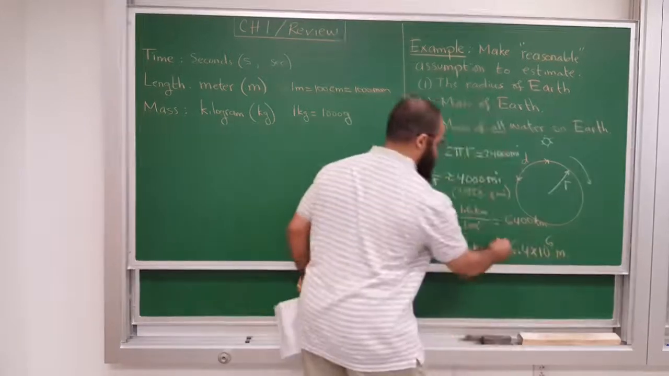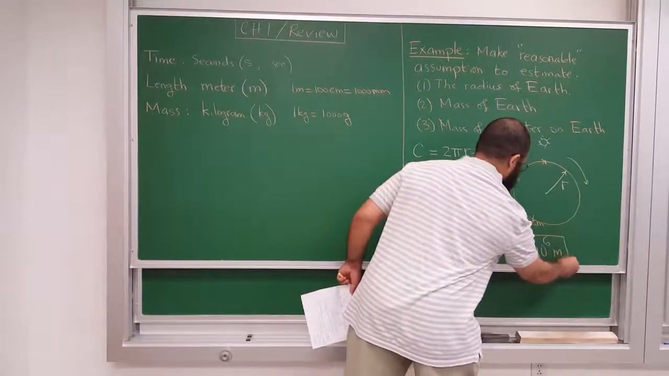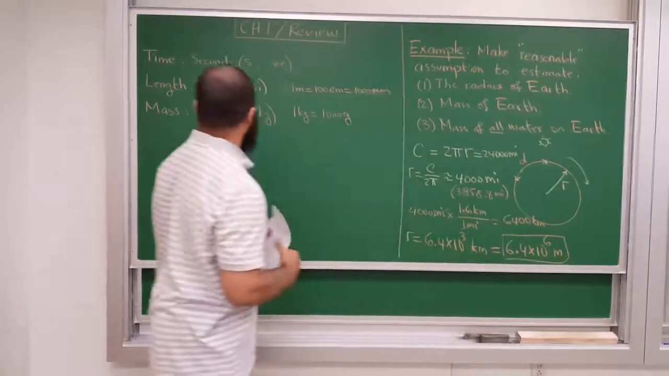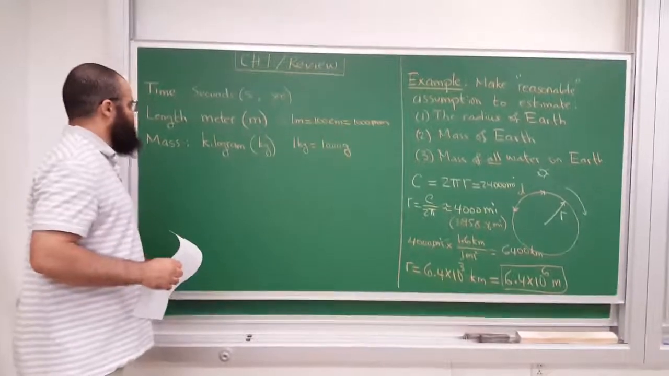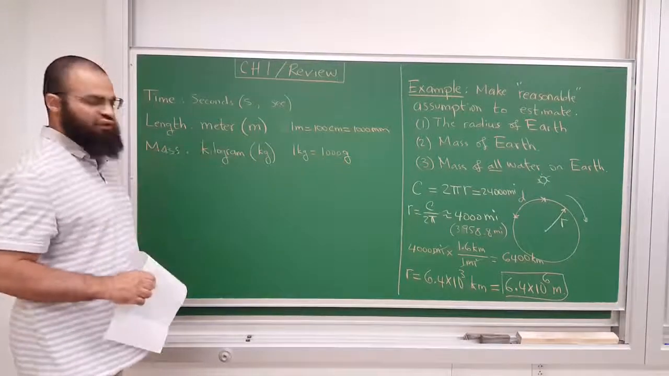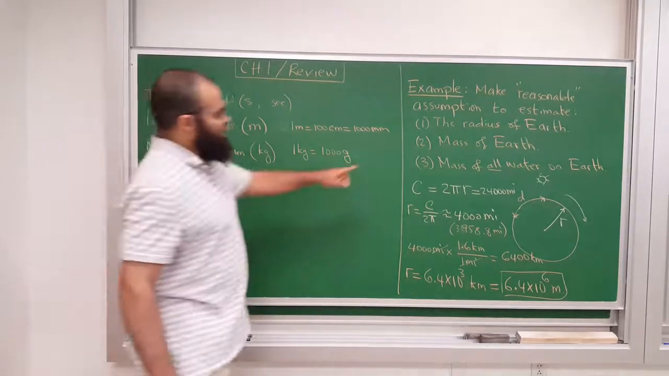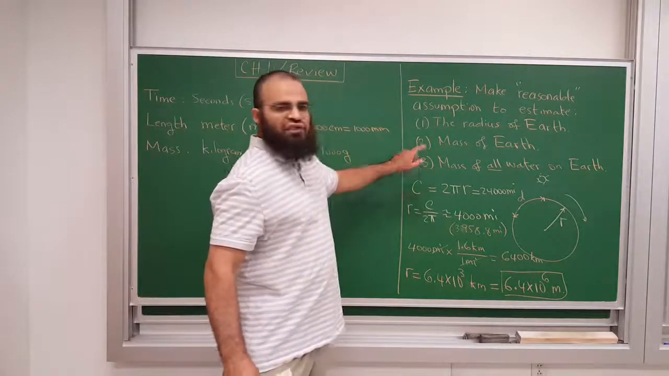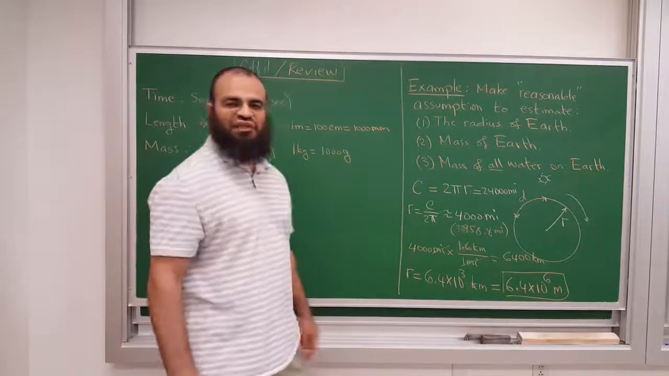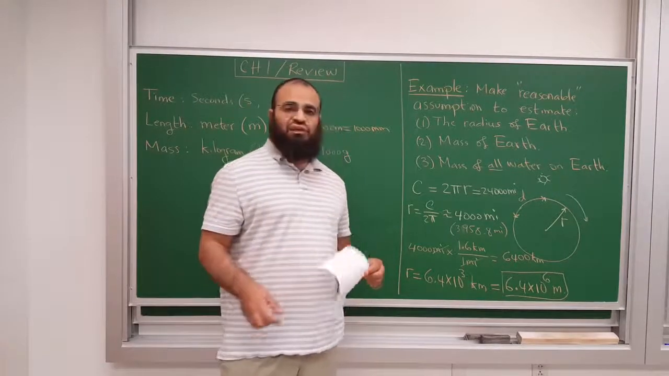That's the radius, all right? So that's the one I'm going to be using, because the standard unit for length is meters. So I want to use meters. Okay. So the next thing, it says estimate the mass of the Earth. How much mass is on the Earth? How do we estimate it?